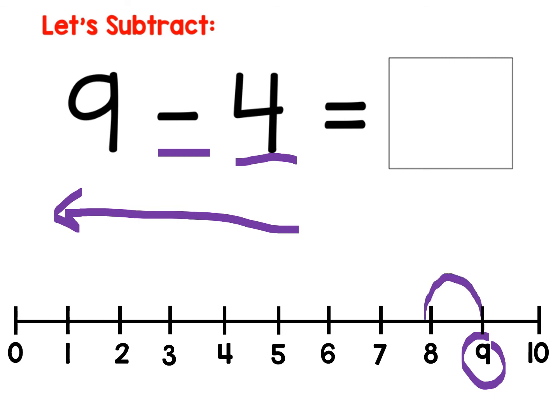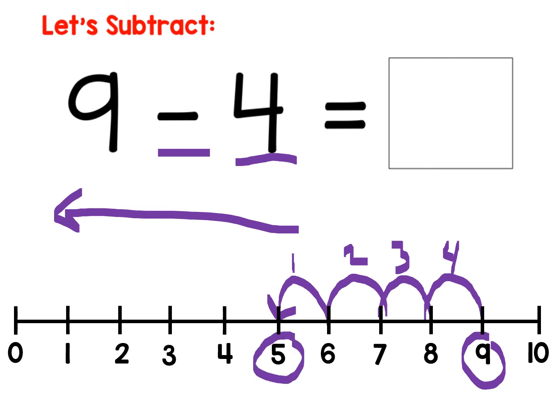Okay. Watch me and make sure that I only hop 4. Here's 1 hop, 2 hops, 3 hops, 4 hops. And you can count the bumps, right? Here's 1, 2, 3, 4. So I know I have enough. And I landed on 5. So the difference is 5. See if you can read the whole number sentence with me now. Ready? 9 minus 4 equals 5. Great job, boys and girls.